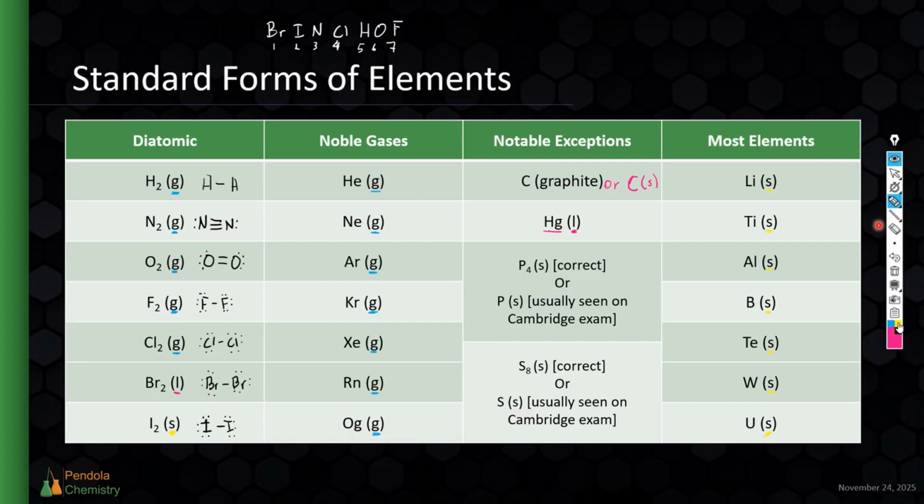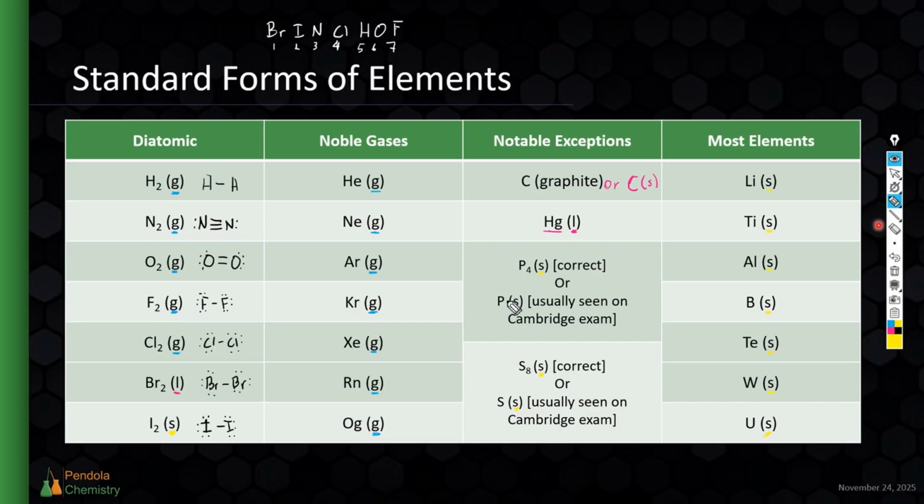Now, the main issue we see with sulfur and phosphorus is that even though phosphorus is tetraatomic and sulfur is octaatomic, in the Cambridge exam, we usually see them as just monoatomic elements in the solid state. So what you'll see in the Cambridge exam usually is P solid and S solid, not S8 and P4, which are the more common forms.